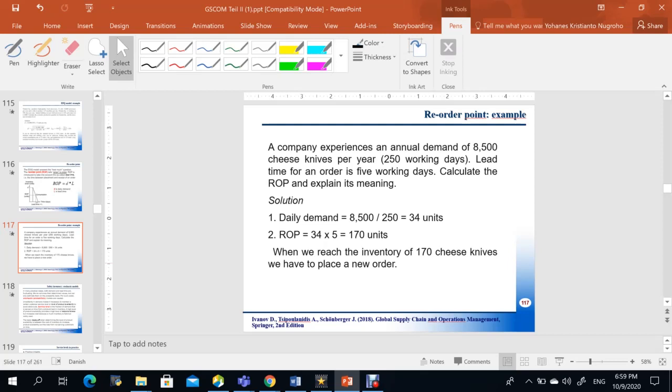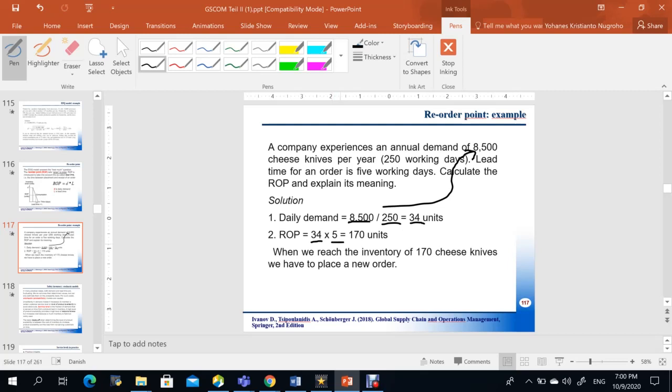The daily demand is 8,500, the annual demand, divided by the working days, 250. And then we have 34 units. And therefore, the reorder point is simply 34, the number of units produced or demanded, times the 5 days.